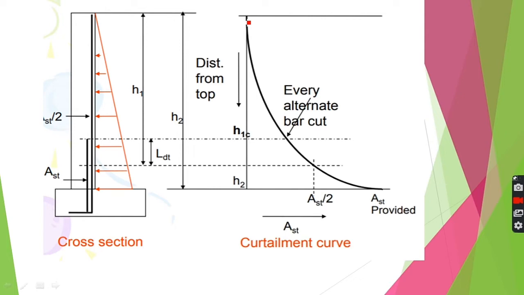So as we know, AST depends directly on the moment. As moment increases, AST increases. As moment keeps on reducing towards the top, the requirement of reinforcement will also be less. So it is obviously smart to reduce the reinforcement towards the top, because the moment is reducing as we move upwards. So whenever moments reduce, we curtail the bars.